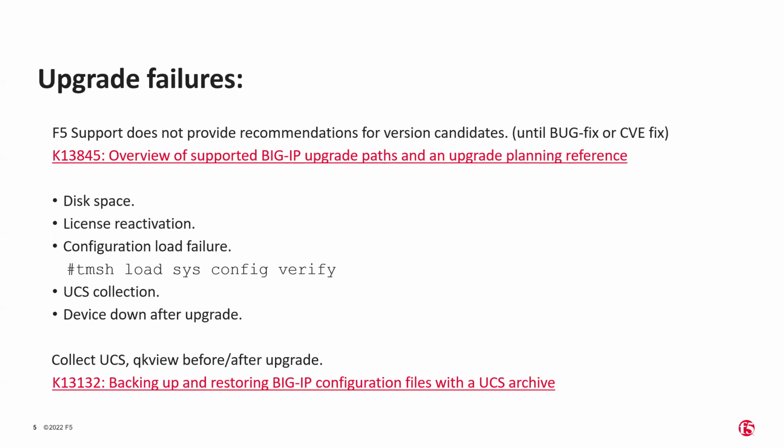So the other very common issue is upgrade failures. As Balaji said before, F5 support will not be able to recommend a version for customers, the reason being that every customer setup is different. The features one customer is using might not be used by other customers. So unless a bug fix, meaning a known issue, or a CVE fix is involved, we will not be able to recommend a version. We would suggest you go through the release notes.